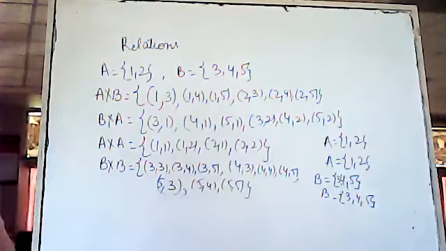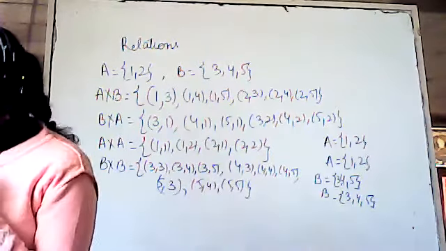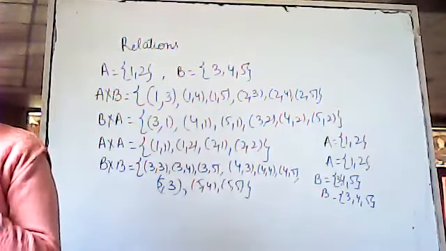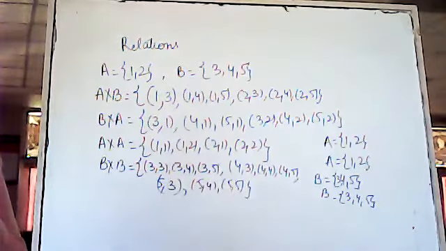See, before starting the relations, we need to have a look at this cross product. If you understand these things, then there will be no problem in the relations. So it was all about ordered pair and Cartesian product of two sets.